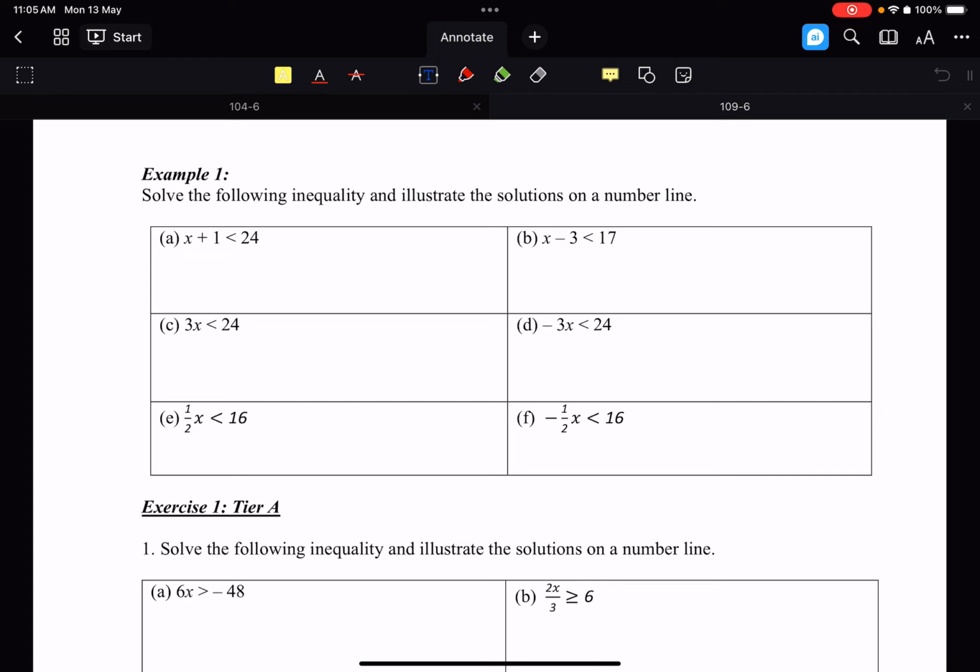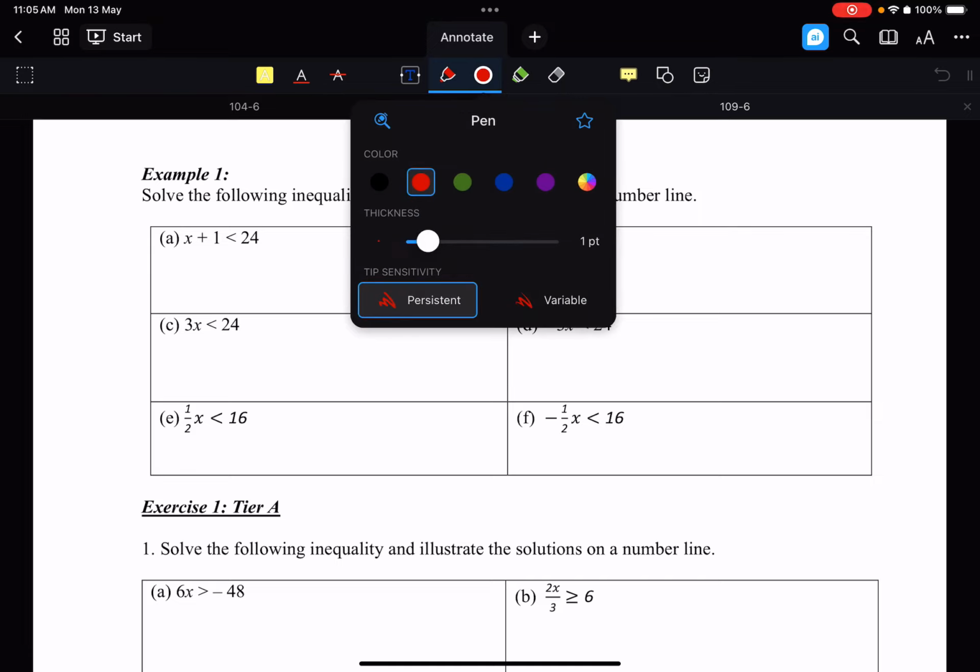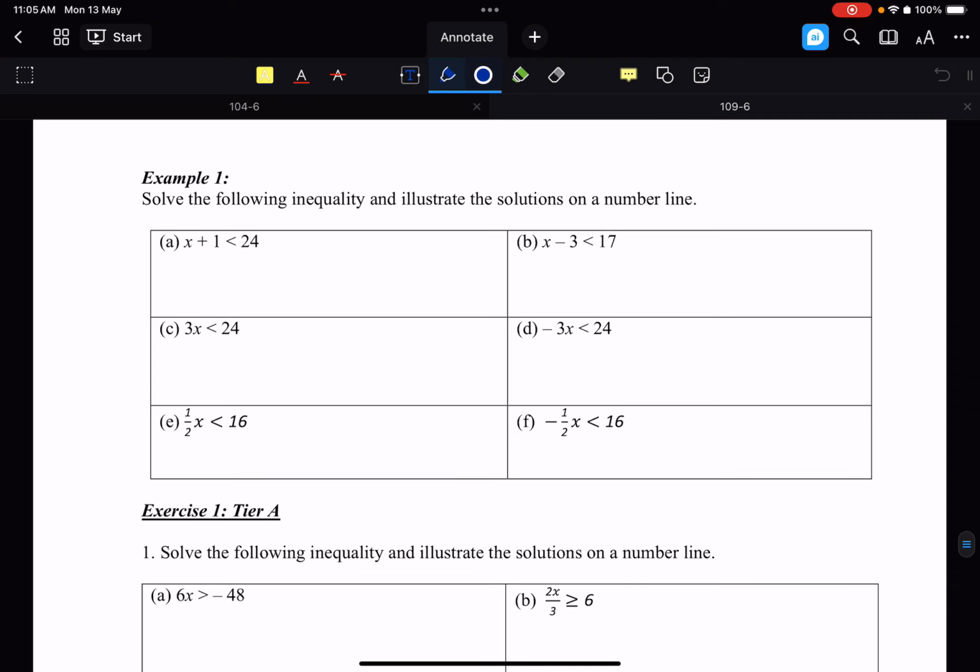We have x plus 1 is less than 24. So if we were to follow the idea, let me change the color of my pen, right? That means x is going to be less than 23. All I need to do is actually to subtract 1 on both sides of the inequality, and that will work.